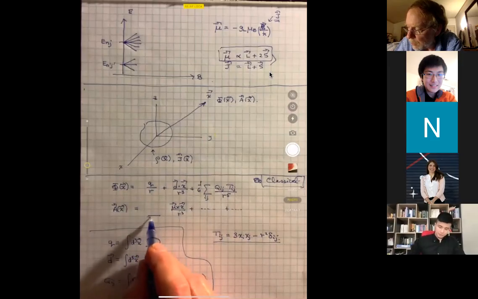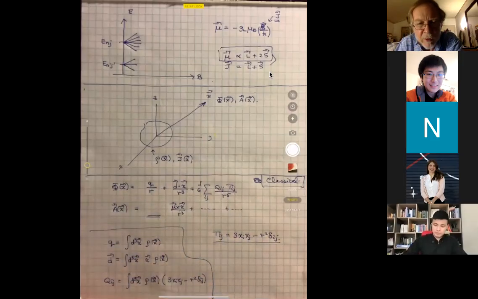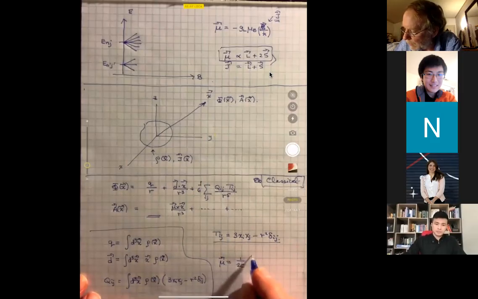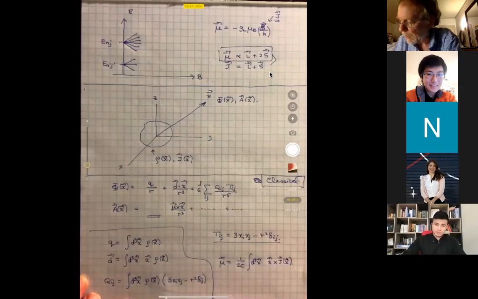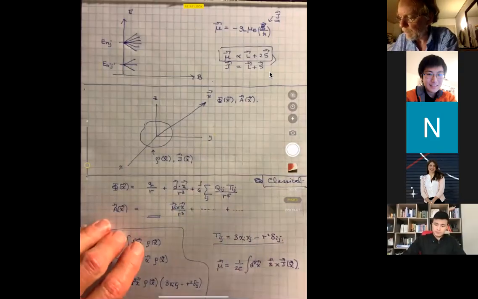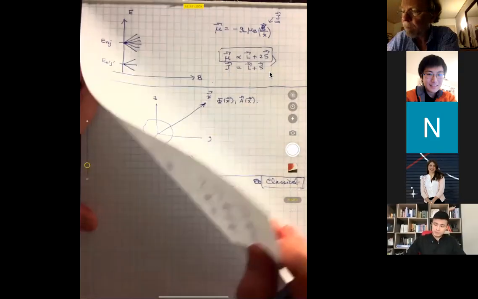There is no monopole term for the vector potential because we don't believe monopoles exist. We only have an electric monopole. All right. And the magnetic moment vector mu is given by 1 over 2c, the integral over the source distribution d cubed x of x crossed into the current density j of x. All right, so this is electrostatics and magnetostatics, some basic formulas summarized here. All right, now.